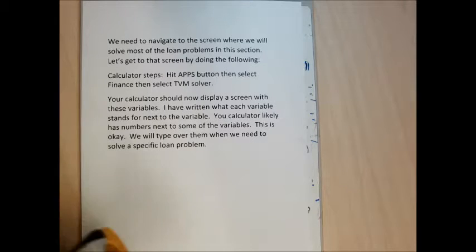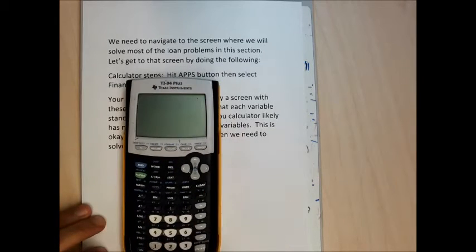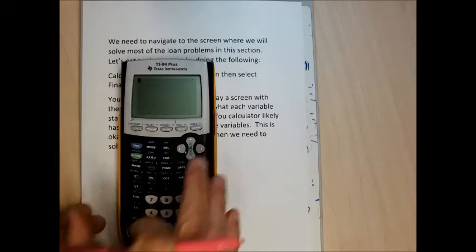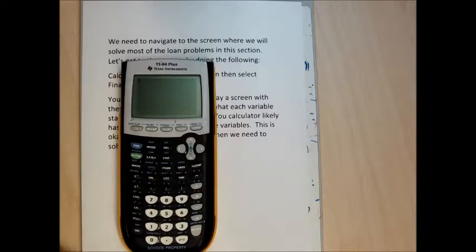Most of the problems that we're going to do in this section are going to be under the finance screen for our calculator. So real quickly, pull your calculator out and we'll get to the screen that we're going to use to solve a lot of the money problems. If you hit the apps button, the very top choice is finance, and that's where we're going to do our money questions.